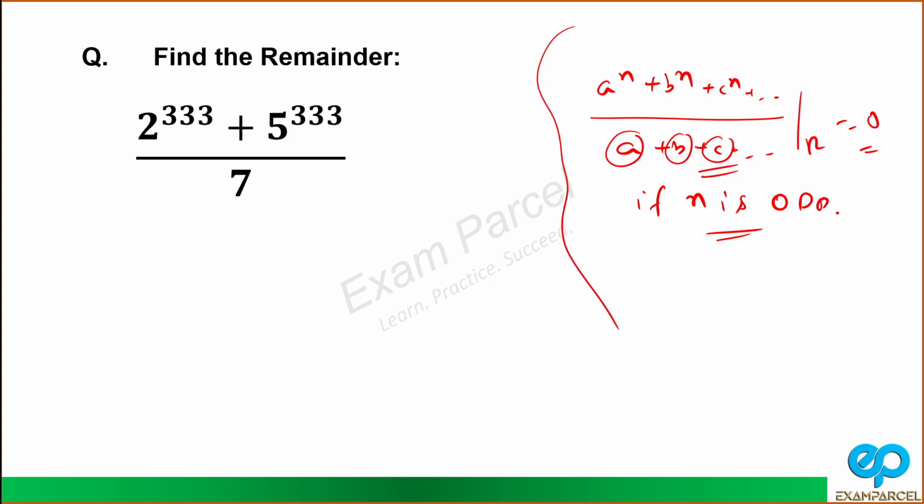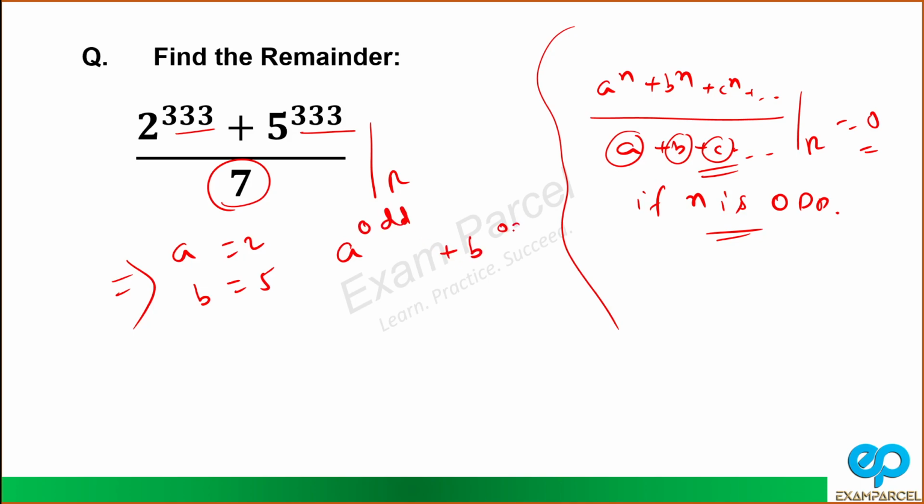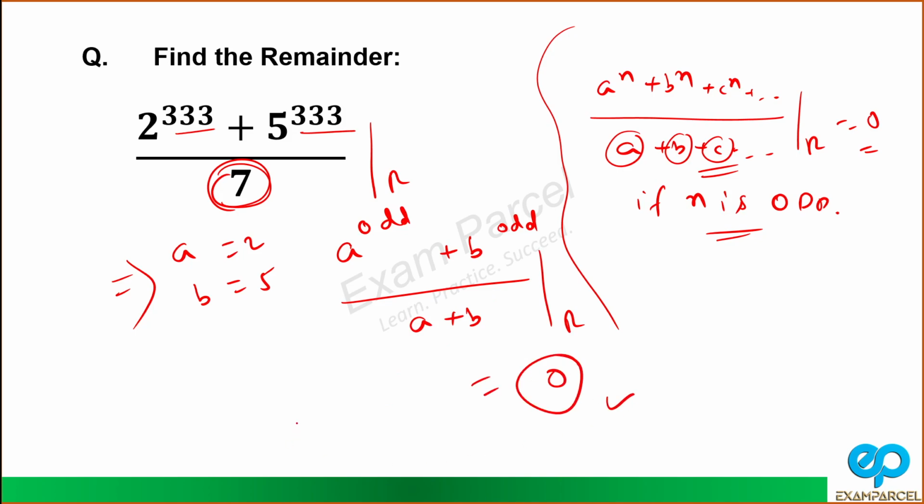Okay, so now let's move on to the question part. The first question says 2 raised power 333 plus 5 raised power 333 divided by 7, what would be the remainder? Here let's say A is 2, B is 5. So we have A raised power odd plus B raised power odd, and we are dividing by 2 plus 5, this 7 is 2 plus 5, right? We are dividing this by A plus B. So hence this will be divisible, and the remainder will be 0.